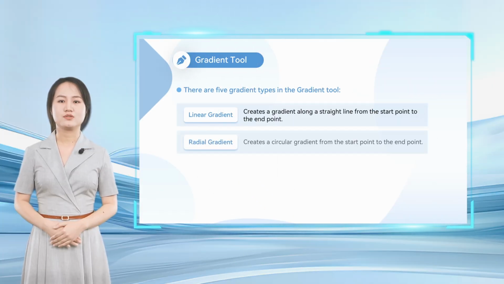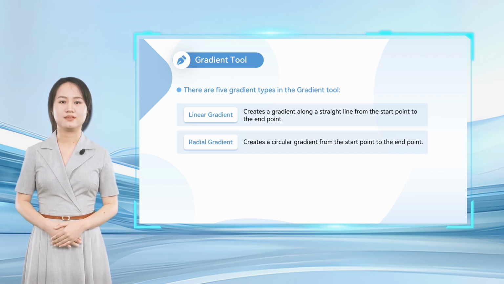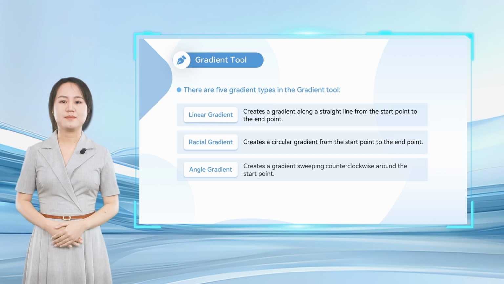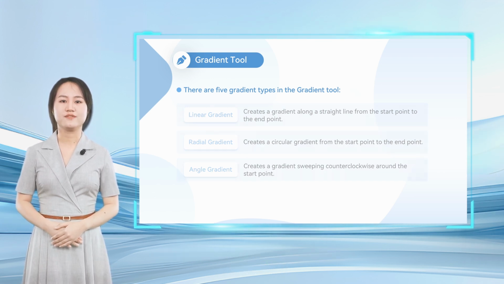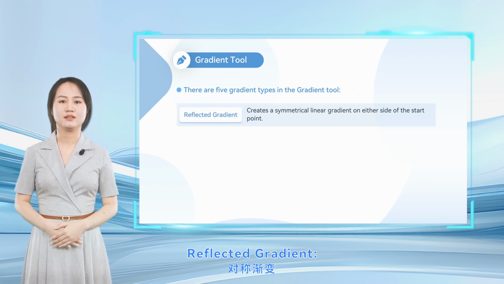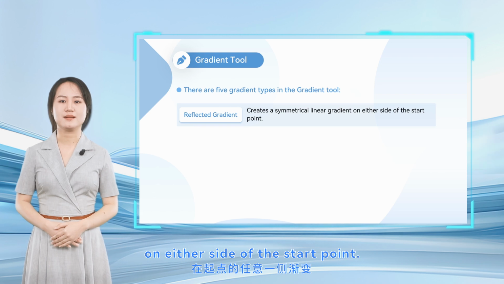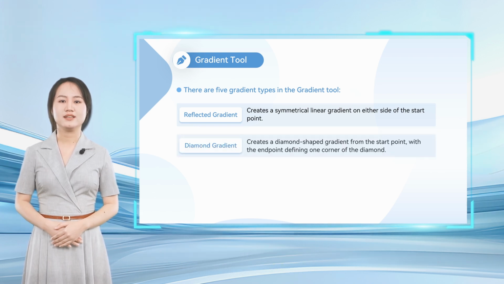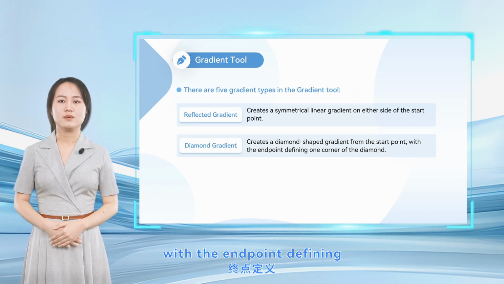Radial gradient creates a circular gradient from the start point to the end point. Angle gradient creates a gradient sweeping counterclockwise around the start point. Reflected gradient creates a symmetrical linear gradient on either side of the start point. Diamond gradient creates a diamond-shaped gradient from the start point, with the endpoint defining one corner of the diamond.